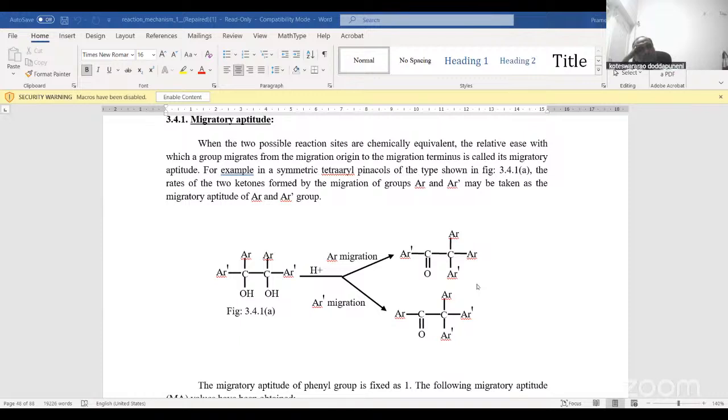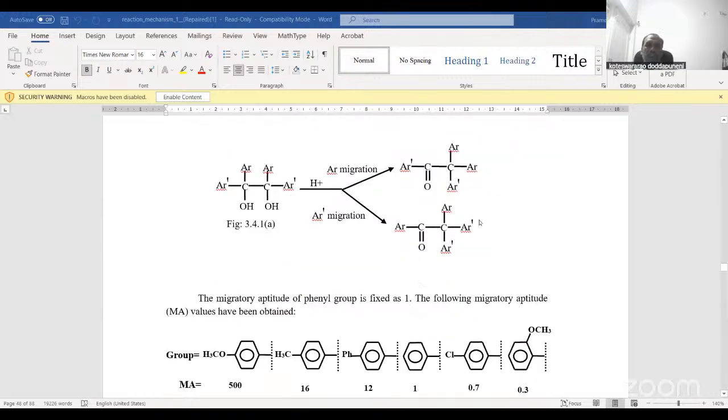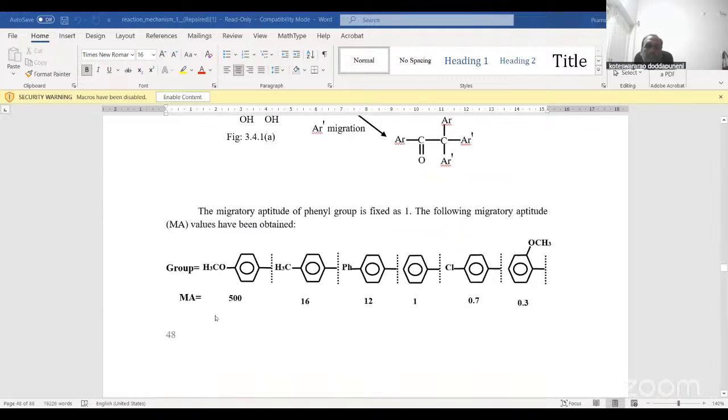For example, take a symmetric tetra-aryl pinacol of this type. The rate of formation of the two ketones by migration of the aryl or aryl prime group depends on the migratory aptitude of the aryl and aryl prime groups. Both are aryl groups, so the migratory aptitude depends on the structure of the aryl group. The migratory aptitude of phenyl is fixed as 1.